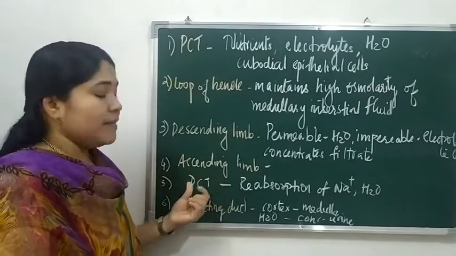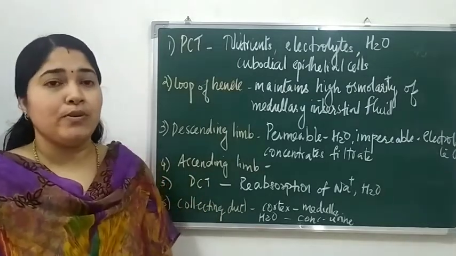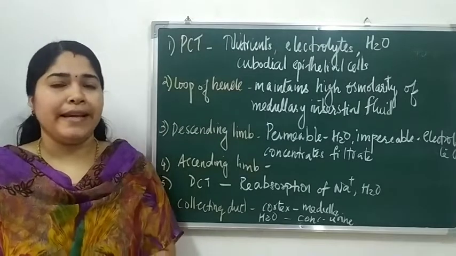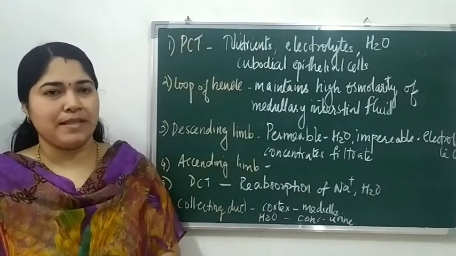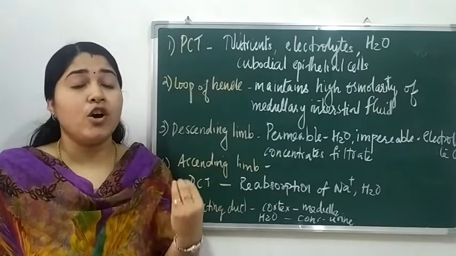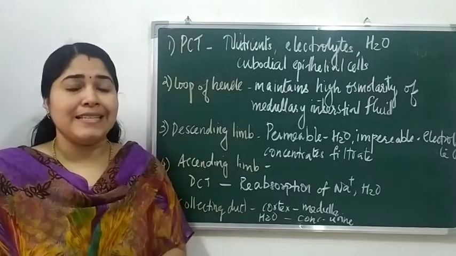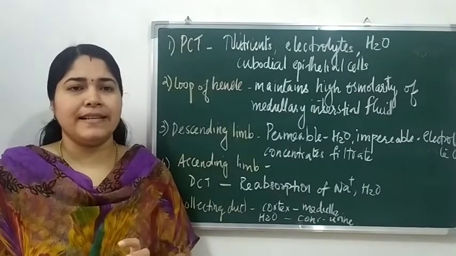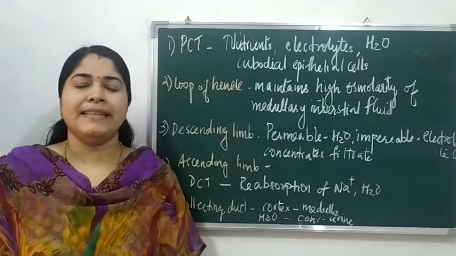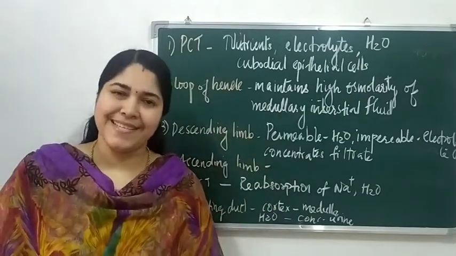And the next is the distal convoluted tubule. In the distal convoluted tubule, the reabsorption of Na+ and water takes place. Last is the collecting duct, moving from the cortex to the inner medulla. Mainly, very concentrated urine is ultimately formed in the collecting duct. This is how the steps of reabsorption take place.